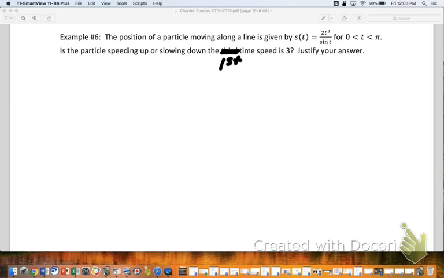Okay, so it says is the particle speeding up or slowing down? The first time speed is 3. What is our first big unknown? We're trying to figure out is speed increasing or decreasing, but what might we need to know before we start working on that? Come on, pick this apart. What's that? Critical numbers.